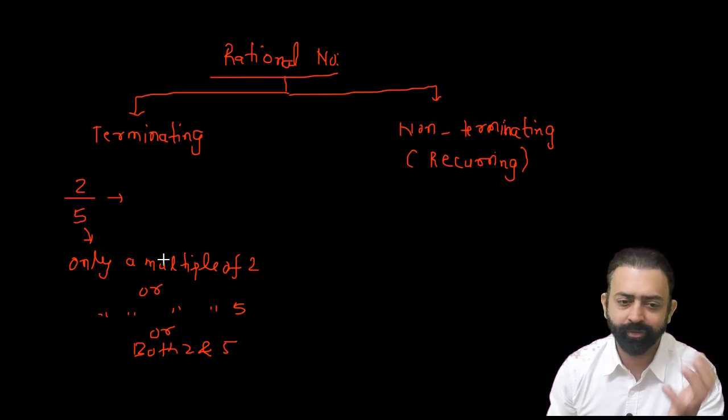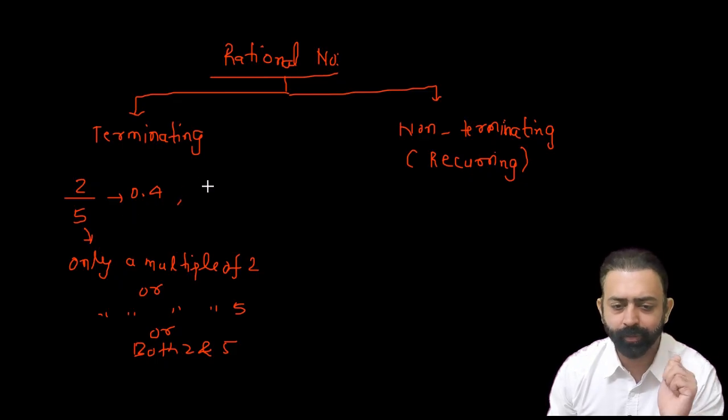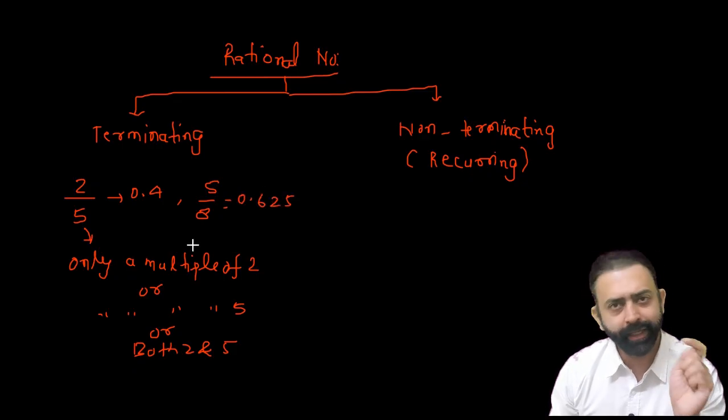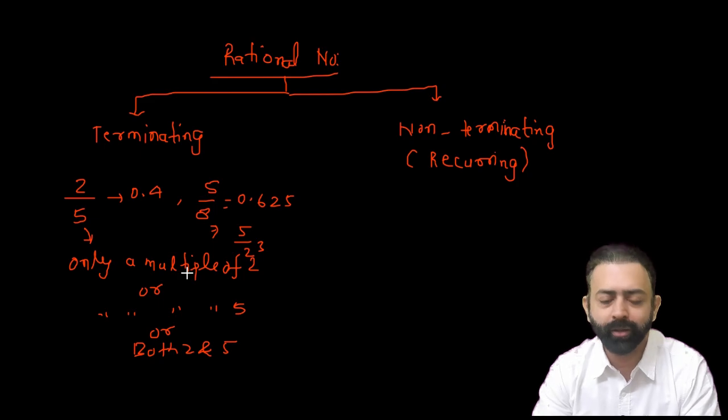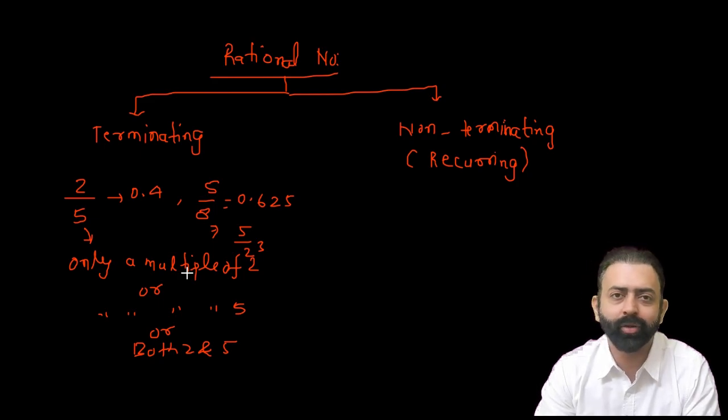For example, 2 upon 5, its decimal equivalent is 0.4. A second example could be 5 upon 8, which is 0.625. Again, this is terminating, because in the denominator 8 can be written as 2 cube, so this is 5 upon 2 cube. Here also the denominator is a multiple of 2 only, so it will be a terminating decimal number.